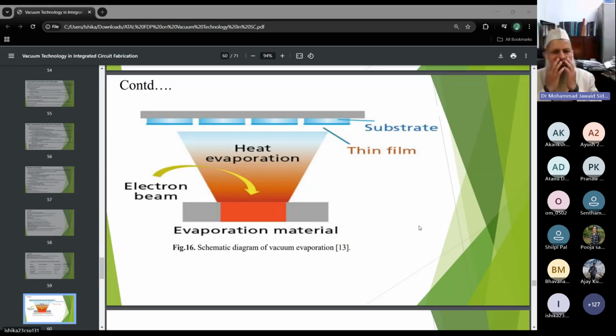So as I've told you, for layer deposition, two techniques are very popular: physical vapor deposition and chemical vapor deposition. In physical vapor deposition, the popular technique is vacuum evaporation, which is carried out in a high vacuum. This slide shows the vacuum evaporation. Generally all the metals are deposited using vacuum evaporation. In high vacuum, the material is evaporated directly from the solid phase to the gas phase. Yes, please go to the next slide.